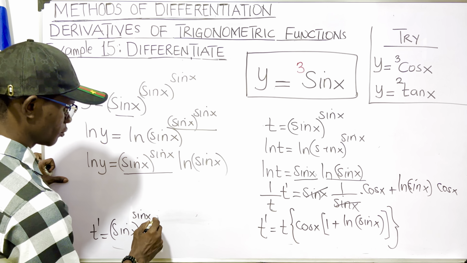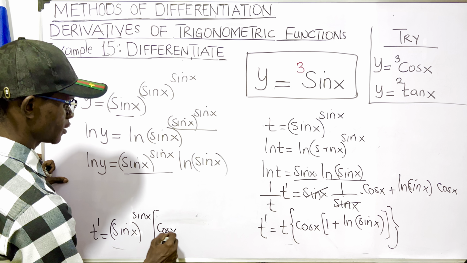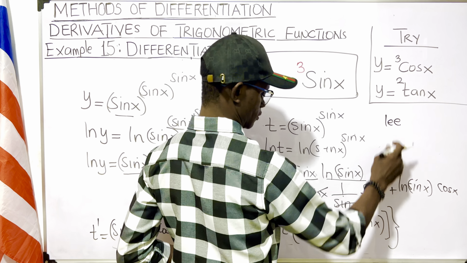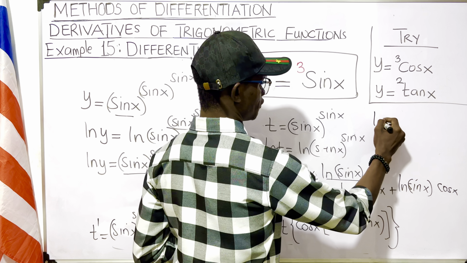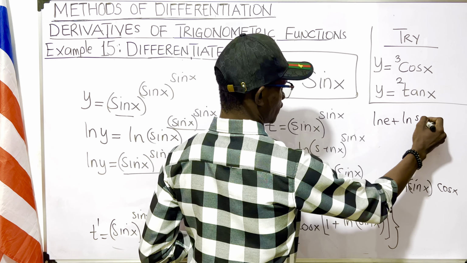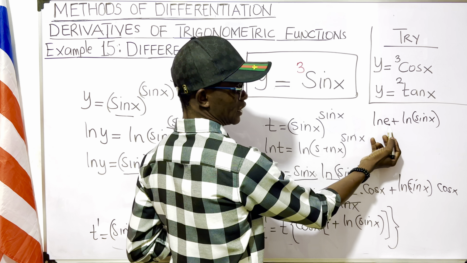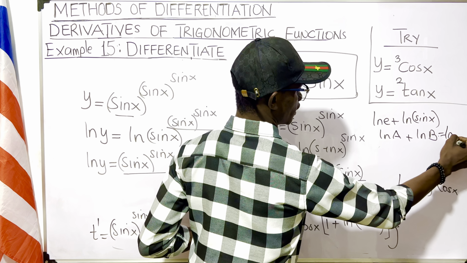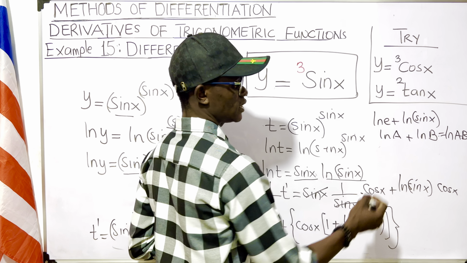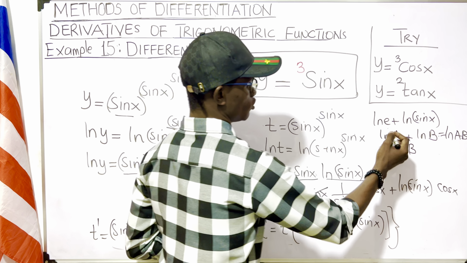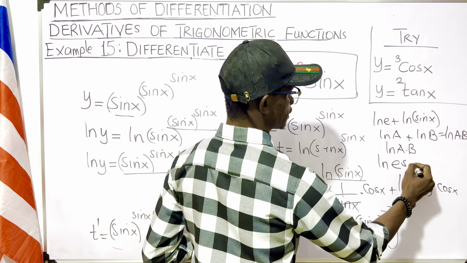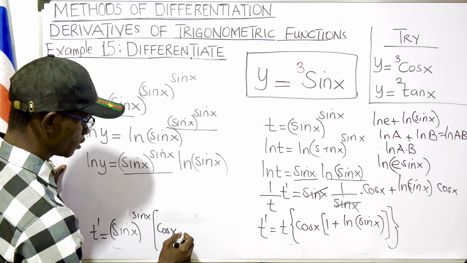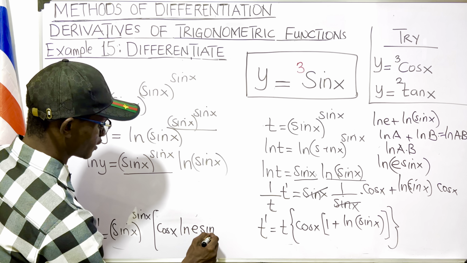So this cos of x now. Cos of x. So this 1, right? This 1 is ln of e. Sorry, 1 is ln of e plus ln of sine of x. So ln of a plus ln of b equals ln of a times b. So we can say ln of e sine of x. So we just rewrite this. So that would be ln of e sine of x.